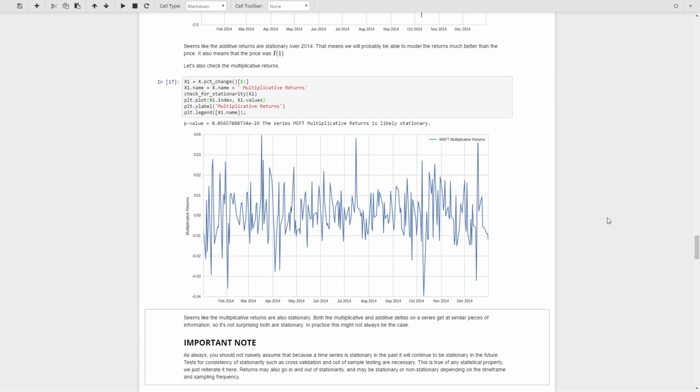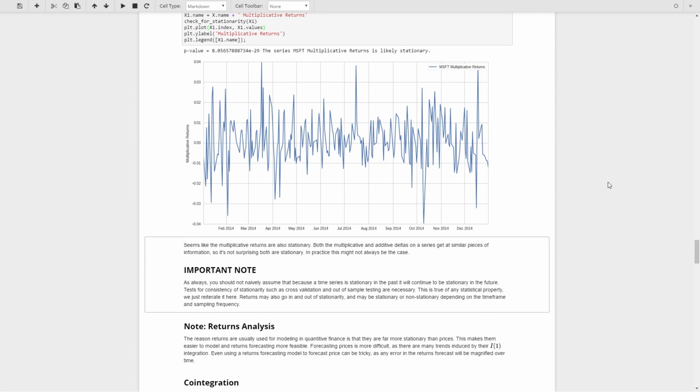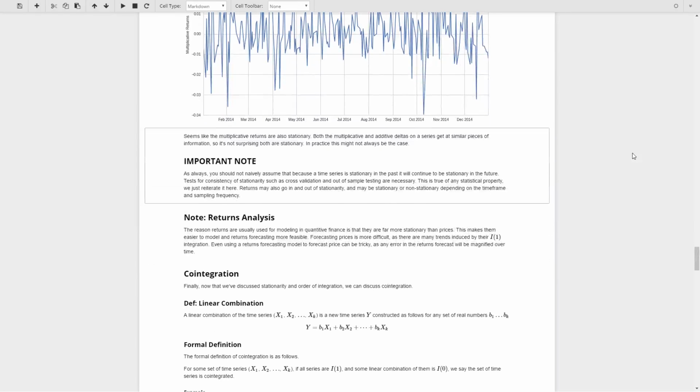Now, generally, we assume that return streams are going to be stationary. And this is just a base assumption of a lot of financial mathematics, because it's rooted in the idea that prices are log normally distributed. Therefore, the price series, the return series is going to be stationary, or normally distributed as a result. Now that we've covered stationarity and orders of integration, we can finally get into cointegration. But first, we have to define what a linear combination is.